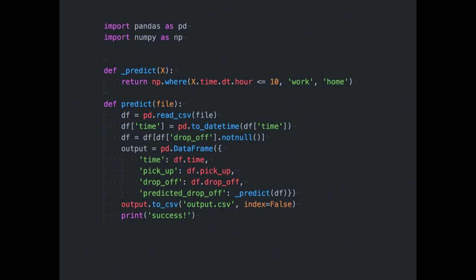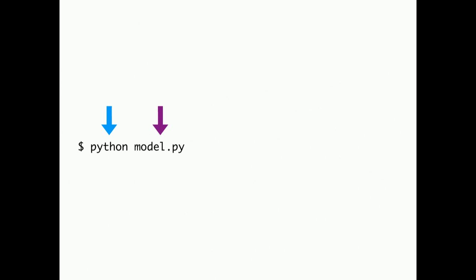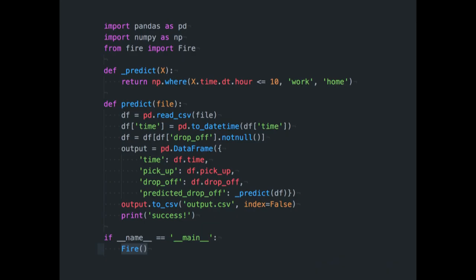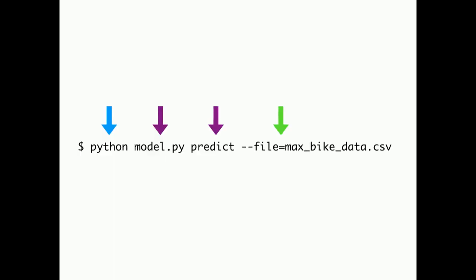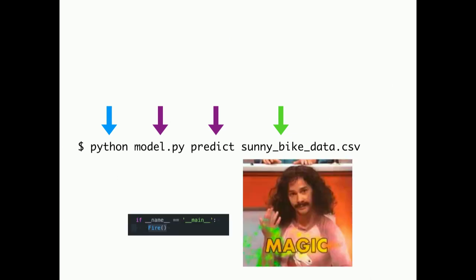So when you want to turn this into a CLI, don't blink because it happens very quickly. All you need to do is import fire, and at the very end, call the object. This transforms the entire script into a command line tool, so that you can run python model.py, the predict function, which is this big block right there, and then pass in the argument maxbikedata. If you want to do it for other pieces of information, you can run mybikedata.csv, sunnysbikedata.csv, and I think that's pretty magic. Whereas with Click, there's a lot of decorators and you've got to deal with all this other nonsense. Python Fire is the closest thing to magic that I think exists.